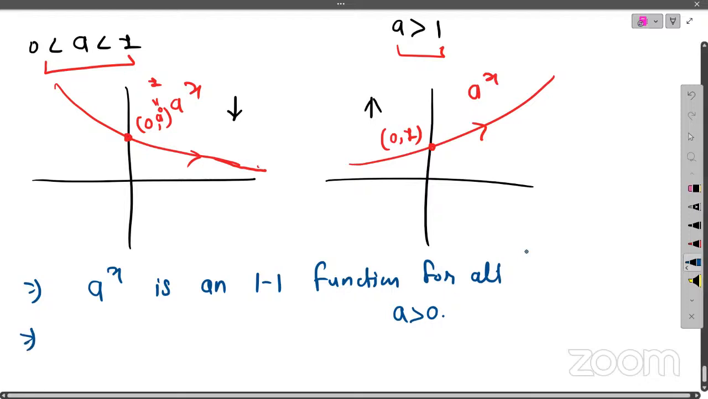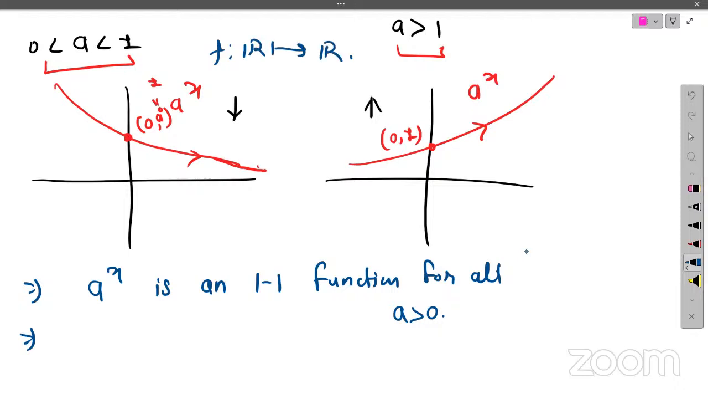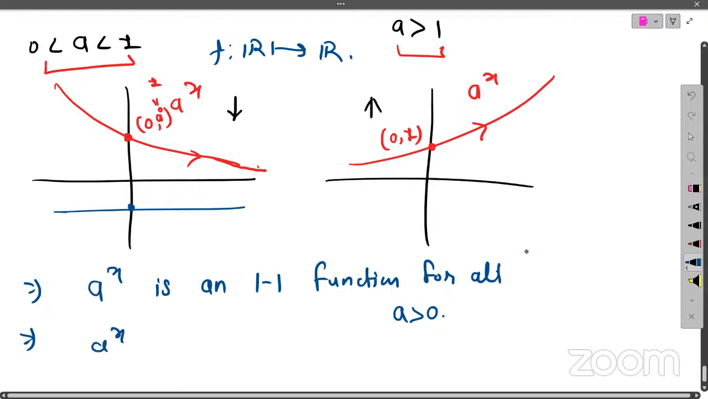Is it an onto function or not? If I consider it as a function from real numbers to real numbers, is it an onto function? No, correct. Because if you take any negative y value, then we don't have a pre-image for this value, because this line is not intersecting our graph. So if a to the power x is defined from real numbers to real numbers, meaning we take the codomain to be the real numbers, then it is not an onto function.